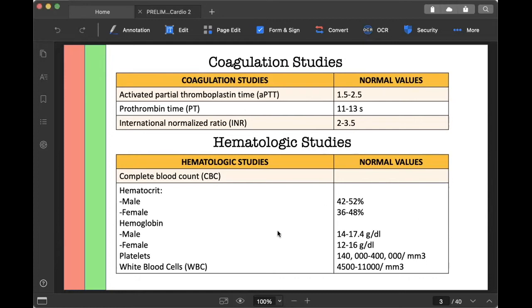In terms of hematologic studies, you are all familiar with this one, CBC, complete blood count. So you should know the difference between the normal values of male and female in terms of hematocrit and hemoglobin, as well as the normal values for your platelets, which is 140,000 to 400,000, and your WBC. I hope we are not going too fast in discussing this, but I'm quite sure that you're all familiar with this, as you already took your medical and surgical nursing.